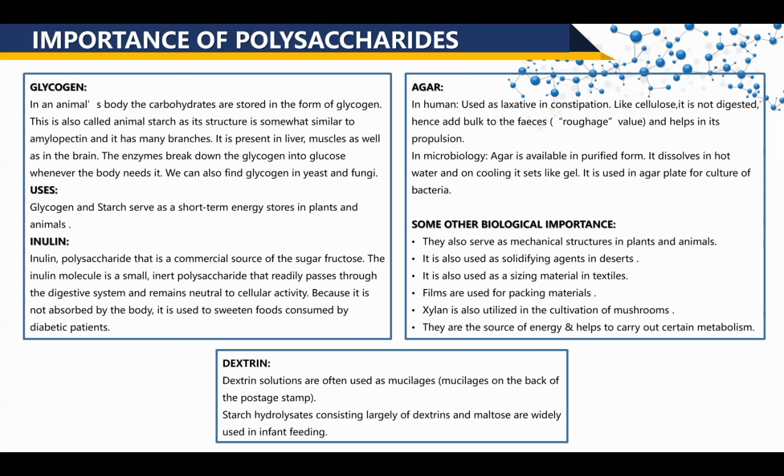As you can see on this slide, here we discuss some other biological importance of polysaccharides. They also serve as mechanical structure in plants and animals. They are a source of energy and help to carry out certain metabolism. They are also used as solidifying agents in desserts, and as a sizing material in textiles. Films are used for packing materials. Xylem is also utilized in the cultivation of mushrooms.